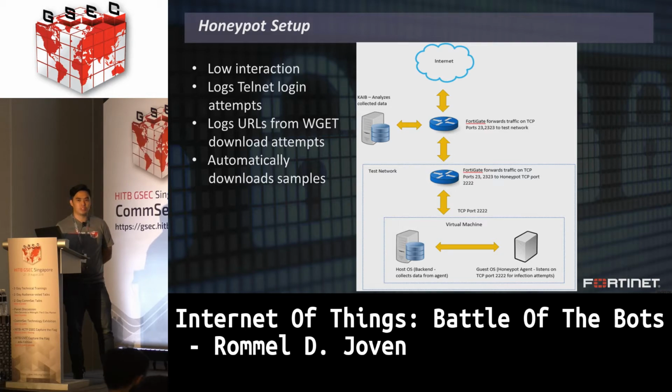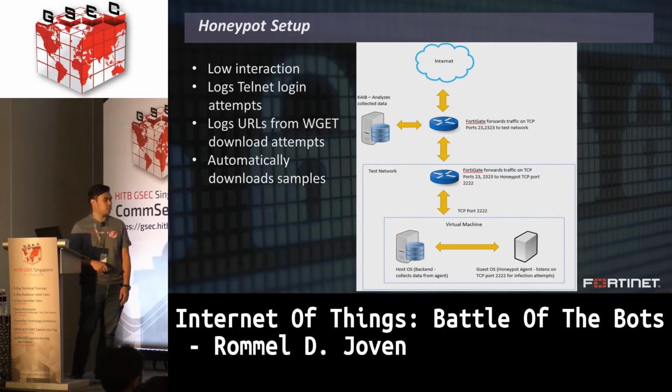our virtual machine. This virtual machine has two components. First is the backend, which is the one that collects all the data from our honeypot, and this one here is the honeypot itself. All the data gathered here, the samples and the URLs that are being downloaded, will go back to our KAIB system, and this KAIB system will be the one to analyze the data.